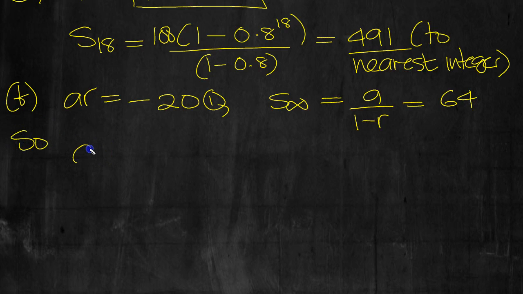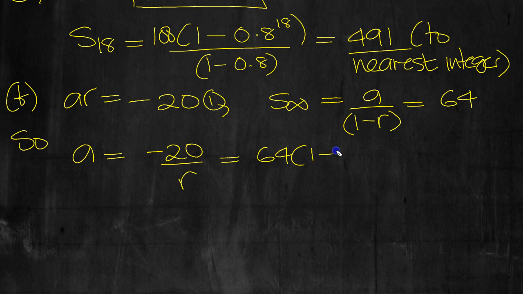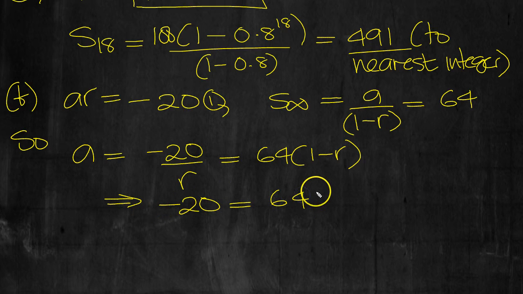So A is equal to minus 20 over R, isn't it? And on this side we can move the 1 minus R up to be with the 64, and we can write 64(1 minus R) is equal to A, isn't it? Because that's A there as well. So move the R up and we'll get a quadratic. Minus 20 is equal to 64(1 minus R) times R, move that from times to divide.